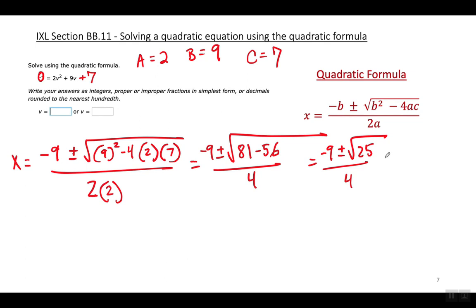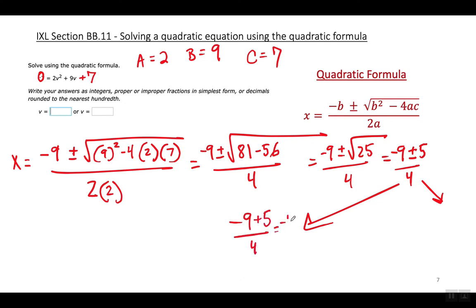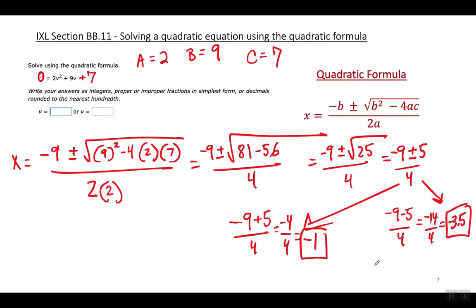Okay, now negative 9 plus or minus the square root of 81 minus 56 equals 25 over 4. The square root of 25 is 5, so negative 9 plus or minus 5 over 4. Okay, so now my two problems are negative 9 plus 5 over 4. That's going to give me negative 4 over 4, which equals negative 1. That's my first answer. My second answer will be negative 9 minus 5 over 4, which gives me negative 14 over 4. And 14 divided by 4, that's going to give me negative 3.5. All right, and those are my two answers.